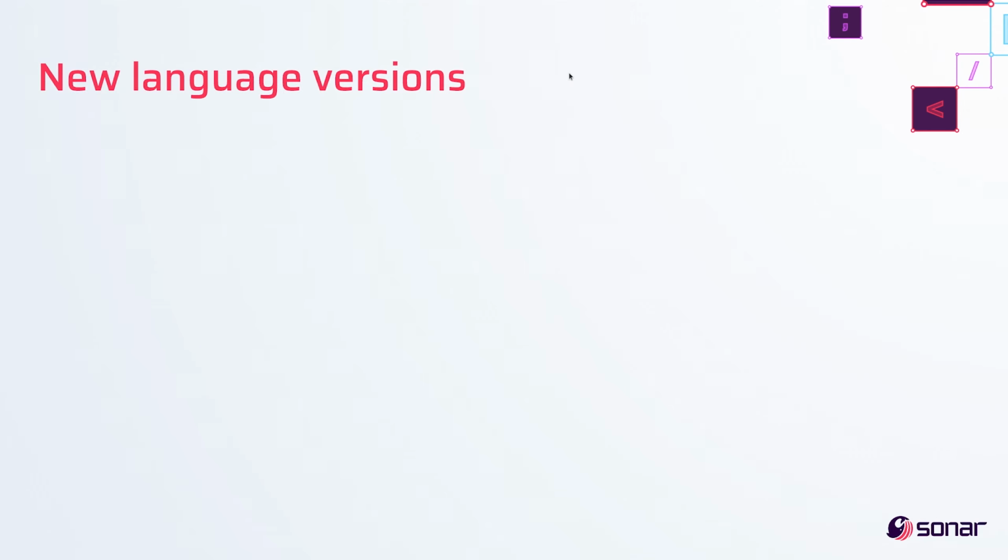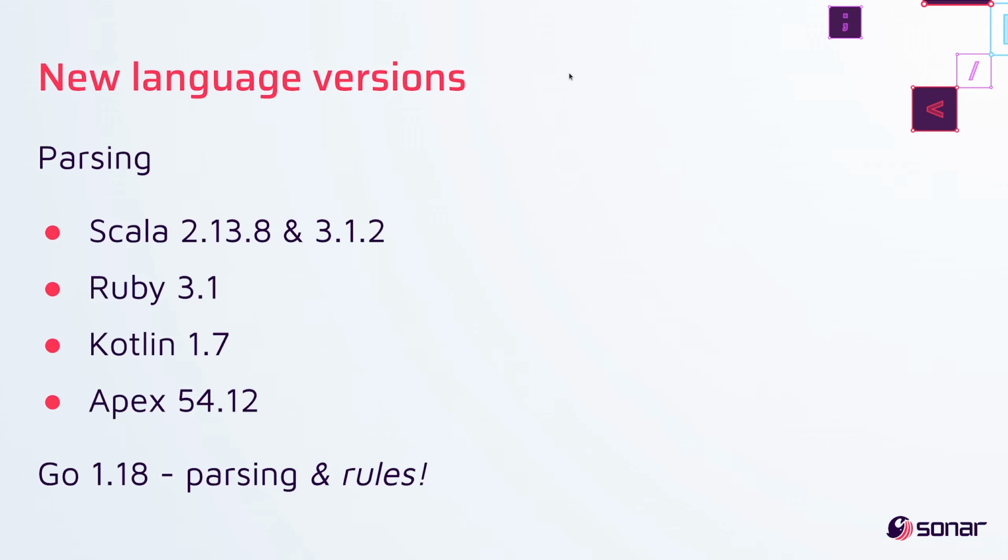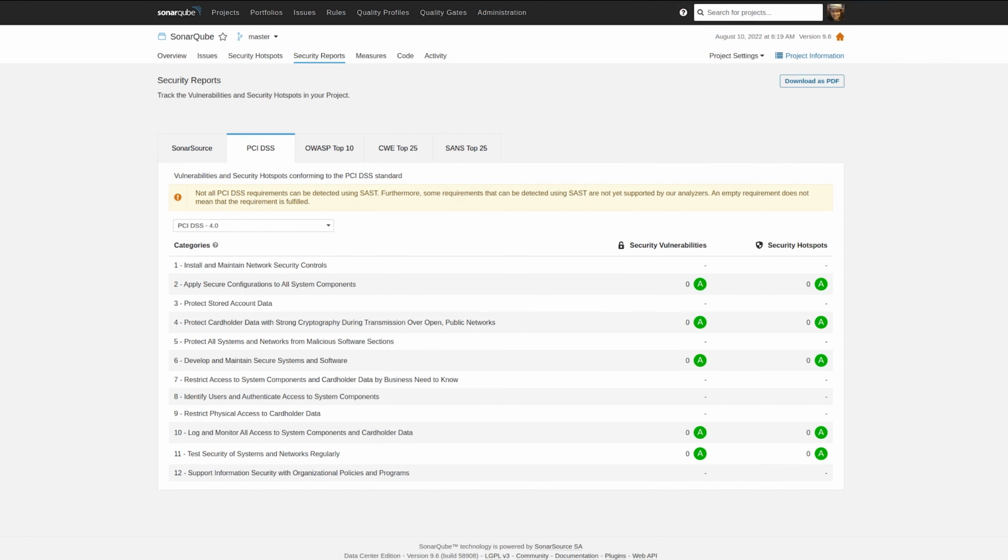We've also updated our language version understanding, so we now parse properly Scala 2.13.8 and 3.1.2, Ruby 3.1, Kotlin 1.7, and Apex 54.12. For Go, in addition to the parsing, we've also updated the rules to properly deal with Go 1.18. Moving on from there, let's talk about security reports.